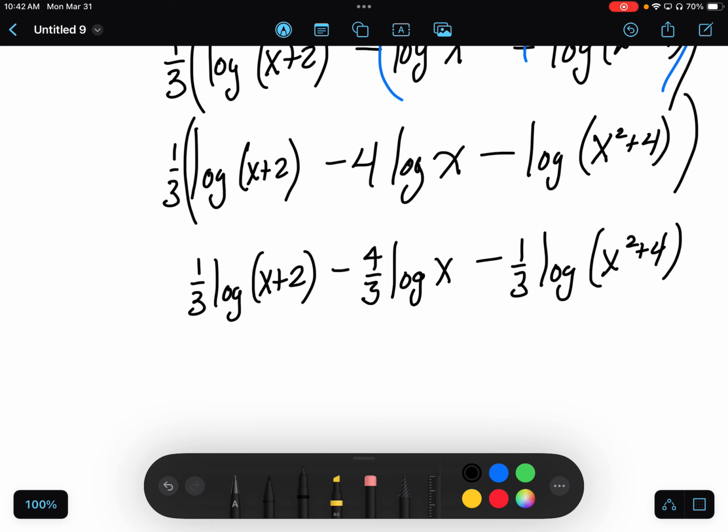So what's in the parentheses, you just leave it? Yep. It's got to be on the outside.